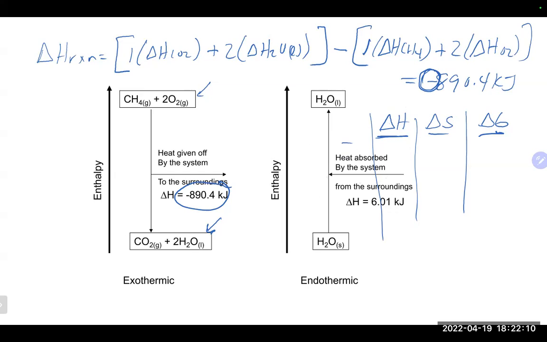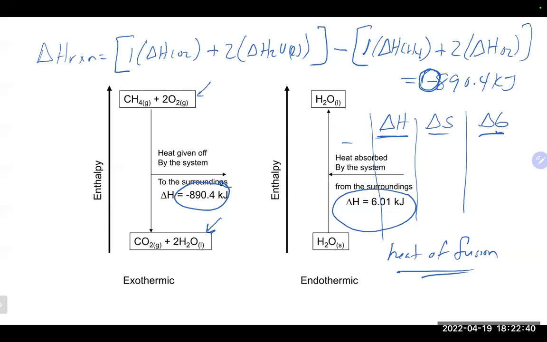Same thing here for our water. We would take our products minus our reactants. This is actually a phase change that's occurring here. We're starting with ice going to liquid water. That is going to be an endothermic process. This number right here, as you may know, is what is known as the heat of fusion. The heat of fusion for water is 6.01 kilojoules per mole.